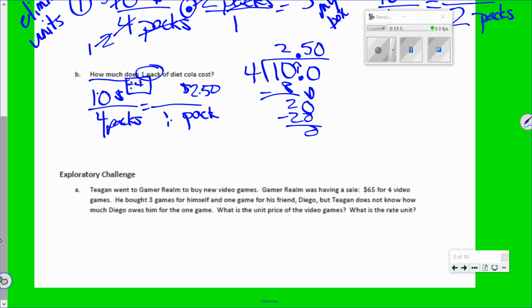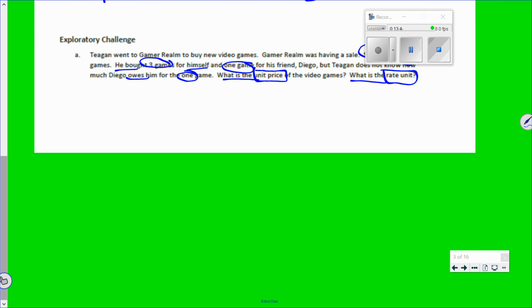Okay, so let's talk another one. Keegan went to the game room to buy new video games. The game room was having a sale, $65 for 4 video games. He bought 3 games for himself and 1 game for his friend Diego, but Keegan does not know how much Diego owes for the 1 game. What is the unit price? That was one of the things we just gave you of the video games. What is the rate unit? We didn't really talk about that one because I don't like the emphasis on it, but we'll talk about it in a second because it's actually pretty simple. So what we do, start our initial ratio. So what is the rate?